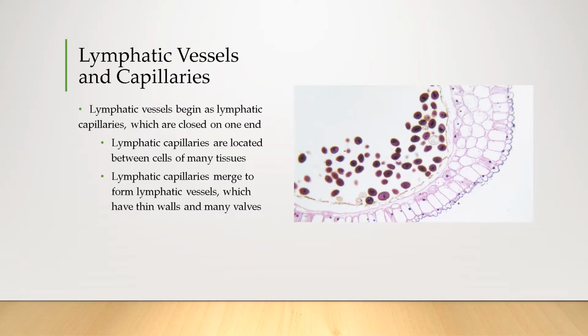Lymphatic vessels begin as lymphatic capillaries. These capillaries, which are located in the spaces between cells, are closed at one end. Now, just as blood capillaries converge to form venules and then veins, lymphatic capillaries unite to form larger lymphatic vessels, which kind of resemble small veins in structure, but they have thinner walls and even more valves. So lymphatic vessels have a lot more valves.